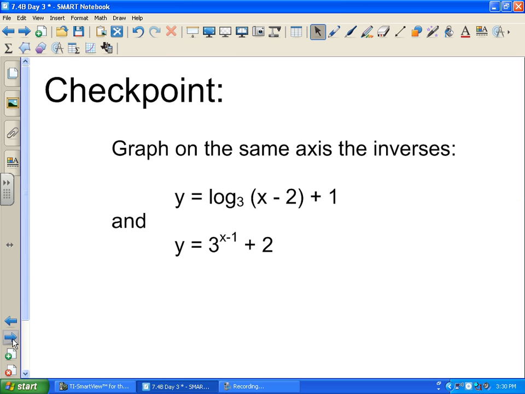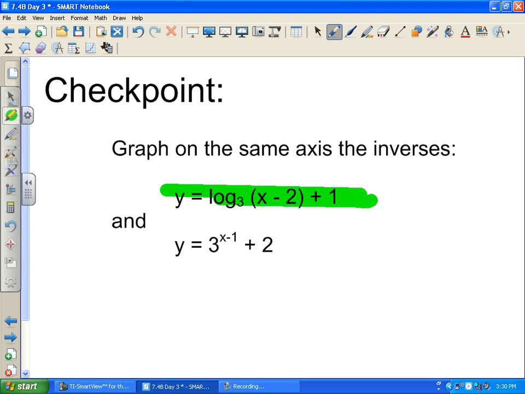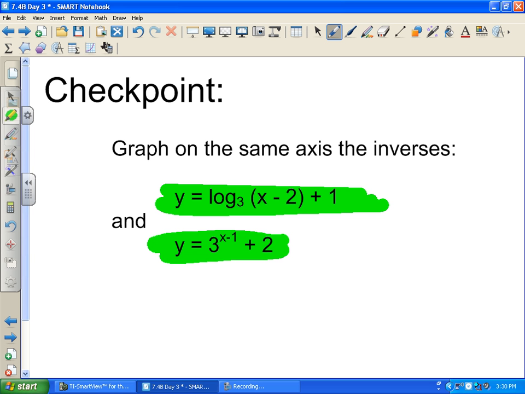That's your third checkpoint. Get them graphed again. You might have to look back in old notes to get this graph. You should definitely be able to graph the top one: y equals log base 3 of x minus 2, plus 1. That should be easy for you. You might need to go back in your notes to remember how to graph y equals 3 to the x minus 1, plus 2. What I want you to do is graph both of those on the same axes. It's not listed here, but do give me the domain and range on those. Okay? All right, get those done. I'll see you guys in class tomorrow, and we'll be ready to rock and roll.